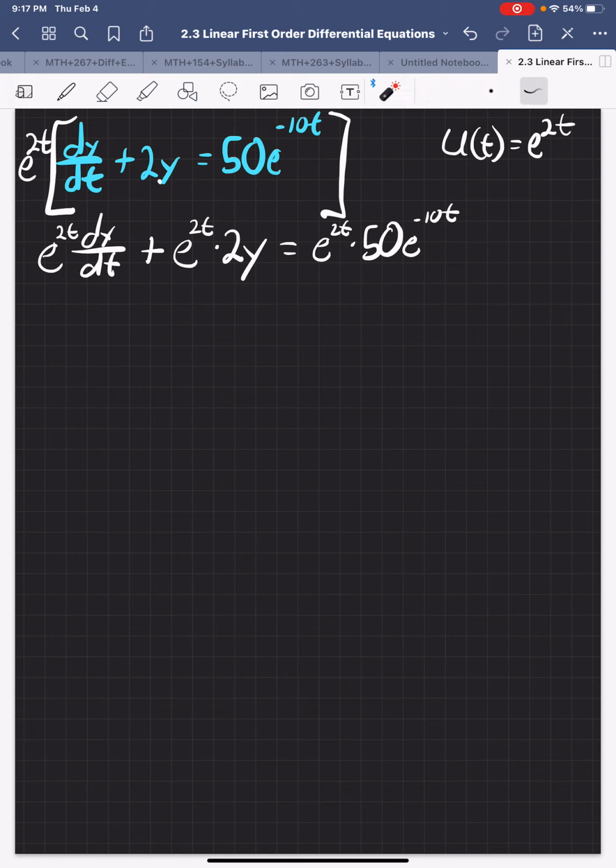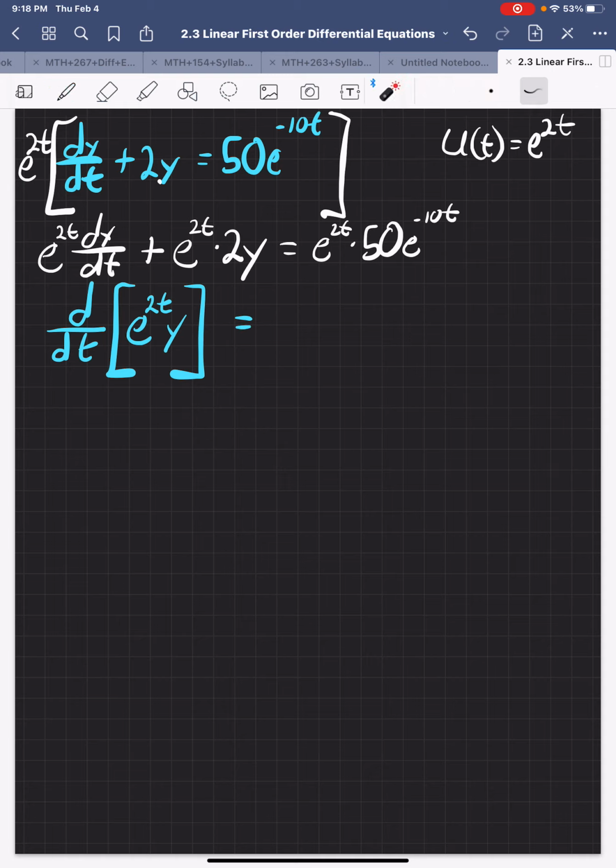Okay, so there's two things that we need to do now. First things first, let's rewrite the left-hand side of the equation as the derivative of a product. After we do that, we also need to clean the right side of the equation up. So let's start with the left-hand side. We can write this as d/dt of, and what did you take the derivative of to get that? What is the product? Well, it's u of t times y, right? So that's e to the 2t times y.